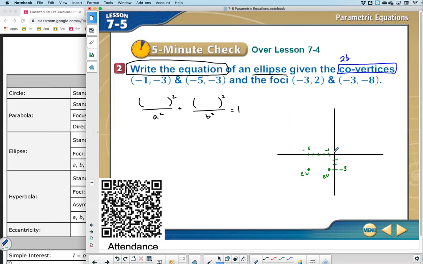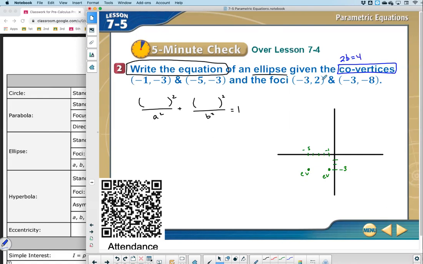So this co-vertex is left 1 unit. This co-vertex is left 5 units, but we only want the distance between them. So what's the difference between being left 1 and being left 5? How many units apart are those? 4. They're 4 units apart. That means 2b equals 4.